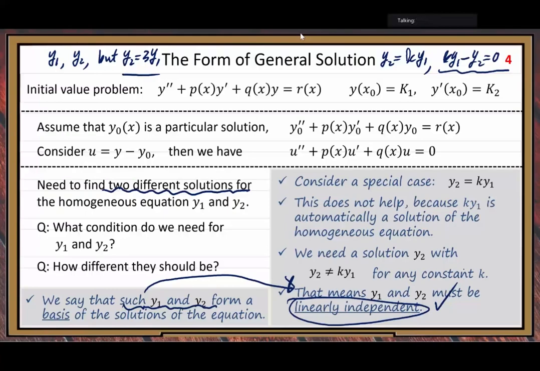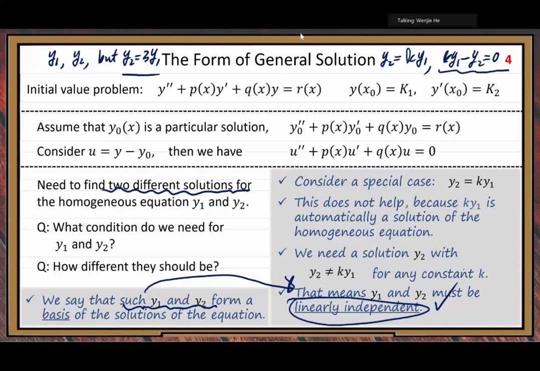These two, because they are fundamentally different. Linearly independent means these two functions are fundamentally different. The difference is big enough. So when these two functions are fundamentally different, we can use a linear combination of these two functions to cover our general solution. The general solution in this form will cover all the possible solutions of the original homogeneous ODE. We won't miss anyone. That's pretty good, right?